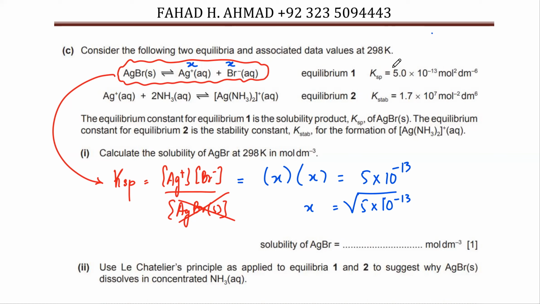Is this part clear? We haven't done solubility product before, but is it clear? Yes, sir. And the answer is 7.07 times 10 to the power minus 7. Right, 7.07. Yes. So we figured out the concentration of silver ions and Br- ions, which I took as X. So the solubility of AgBr is that this much dissolves: 7.07 times 10 to the minus 7 moles per decimetre cubed.